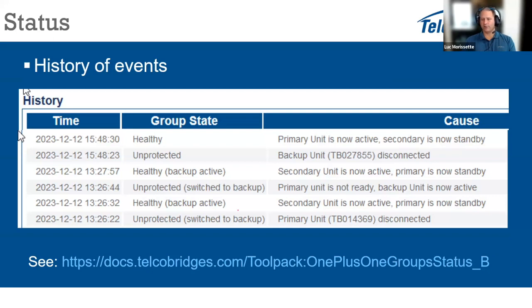So for example, yesterday I did some tests. Here you can see that the primary unit was disconnected, so not available anymore. And here the secondary unit became active in the system. And here primary unit is not ready, secondary unit is active, backup unit disconnected, and then primary unit is now back active. Right? So when you do these kinds of things, you will see that the traffic will be sent either on the primary unit or on the secondary unit of the system.